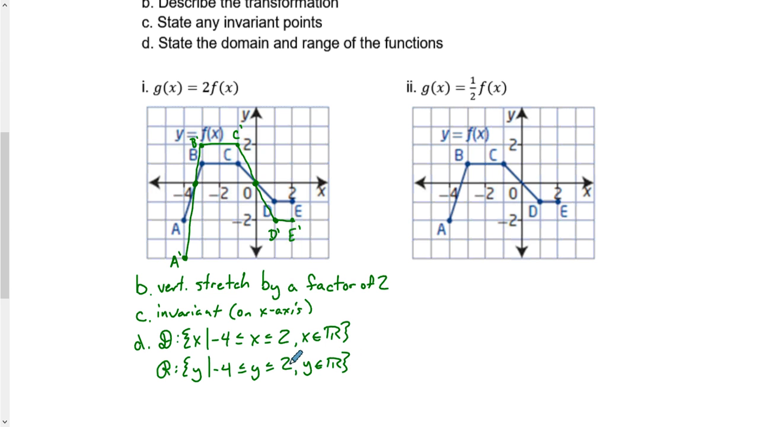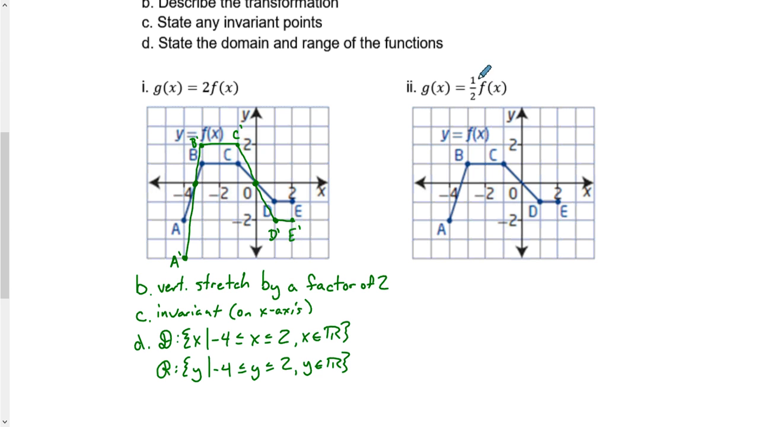Whereas if we compare it to the domain of the blue one, the original one, you notice that the domain is the exact same for both of them. Left and right, they're not anywhere outside of the original domain. But the range is something that's changed. And that's what we can notice, that we've done a vertical stretch.